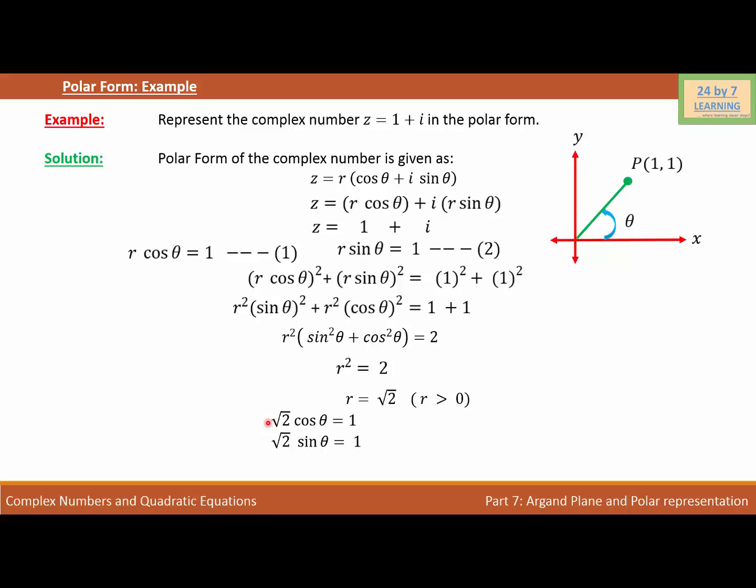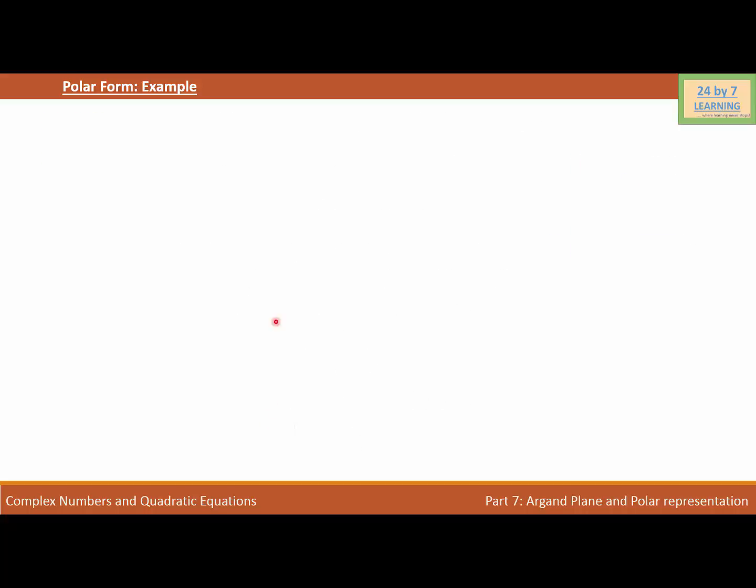I'm going to consider one equation at a time and solve it. First, the first equation: square root of 2 cosine theta equals 1. If I simplify this, cosine theta equals 1 over root 2, which gives theta equals pi over 4. Now the second equation: square root of 2 sine theta equals 1. Simplifying, sine theta equals 1 over root 2, which again gives theta equals pi over 4.